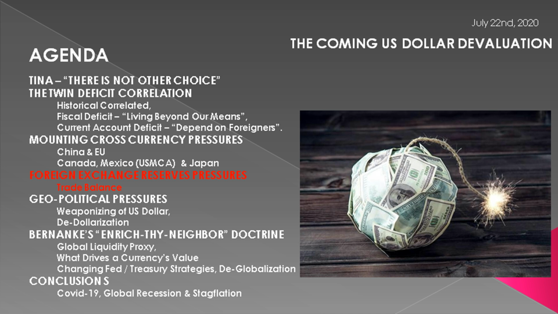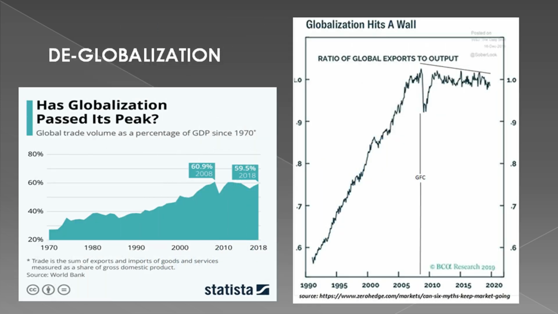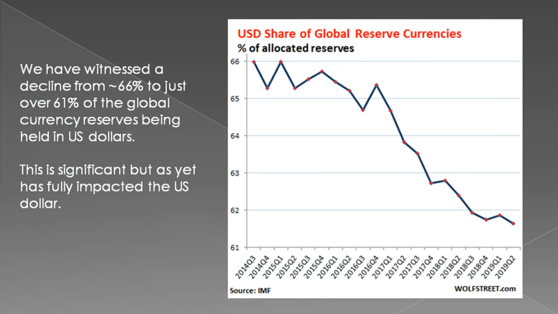Let's look at the pressures that have been underway for a while now on foreign exchange reserve holdings. Overall, global reserve currency holdings have been more or less flat since around 2014, when the monetary policy of quantitative easing was launched by the U.S. One reason was because global trade had stalled since the 2008 financial crisis and more dollars in global circulation were required. Slowing global exports versus output reduced the need to increase reserves, while we witnessed a 5% decline, from 66 to just over 61%, of the global currency reserves being held in U.S. dollars. This average decline of about 1% per year is significant, but as yet has not fully impacted the U.S.